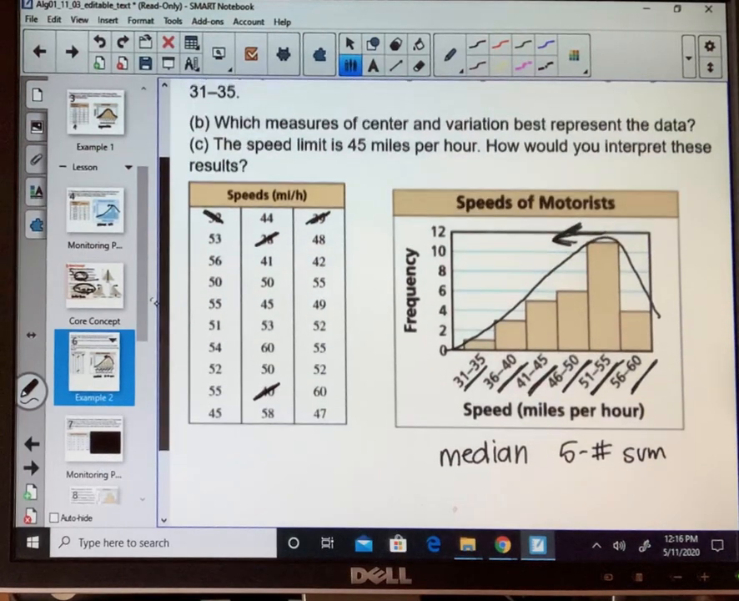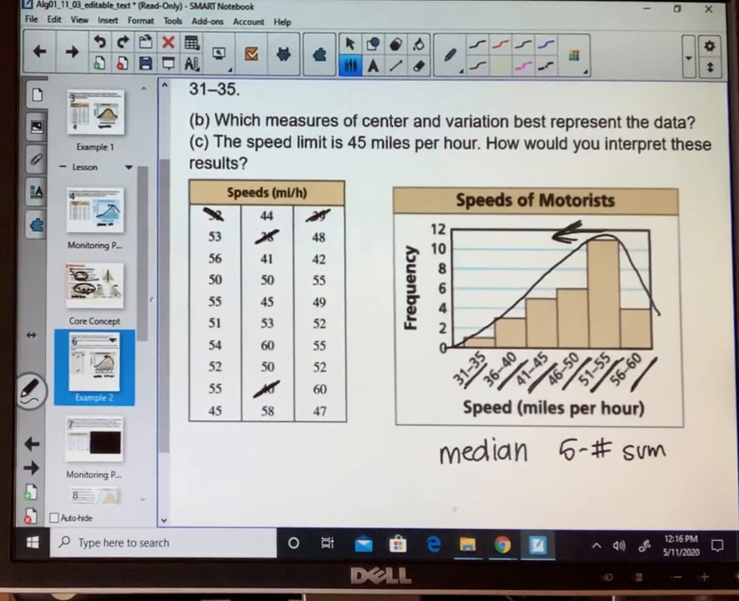Now my last question here was, the speed limit is 45 miles an hour. How would you interpret these results? So what I would do is I'd say, okay, well, this is 45 miles an hour right here, this red line that I'm making, 45 miles an hour. What would I say? I would say for this case, a lot more people are going 5 to 10 miles over the speed limit per hour in this area. So I'd say they're definitely speeding, right?